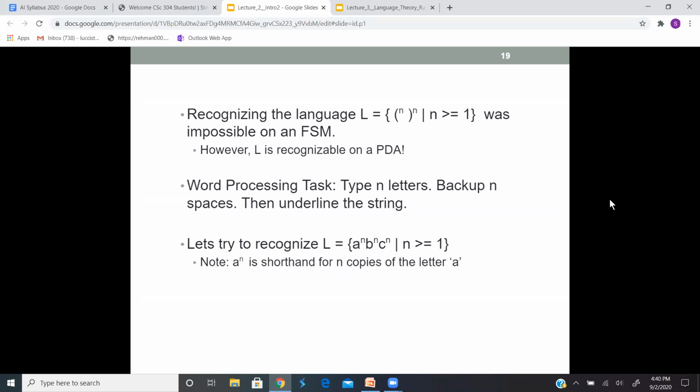All right, we had a problem before that was unsolvable on a finite state machine, but we were able to solve it using a pushdown automaton. Now, we have a problem that's unsolvable on a pushdown automaton. What the heck do we do?